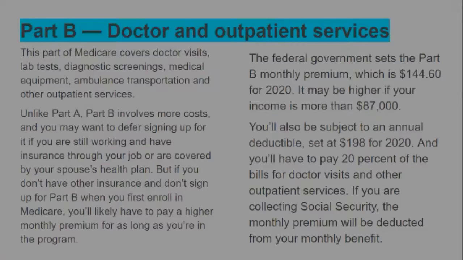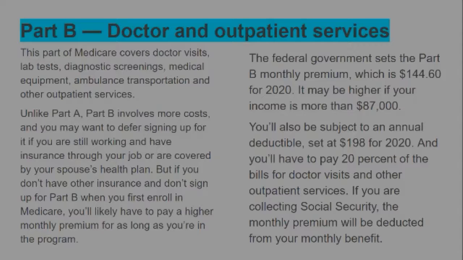Okay, so let's talk about Part B, doctor and outpatient services. This part of Medicare covers doctor visits, lab tests, diagnostic screenings, medical equipment, ambulance transportation, and other outpatient services. Unlike Part A, Part B involves more costs, and you may want to defer signing up for it if you're still working and have insurance through your job or are covered by your spouse's health plan. But if you don't have other insurance and don't sign up for Part B, when you first enroll in Medicare, you'll likely have to pay a higher monthly premium for as long as you're in the program.